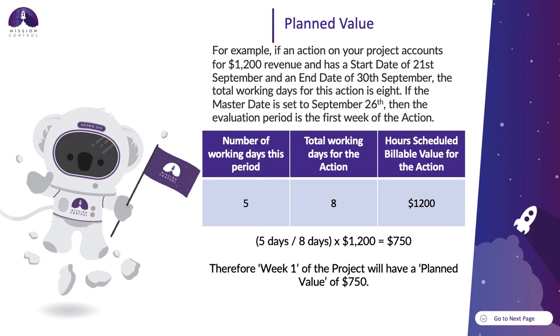Therefore, week 1 of this project will have a planned value of $750. So in the first 5 working days of this action, $750 out of the $1,200 should be accounted for.